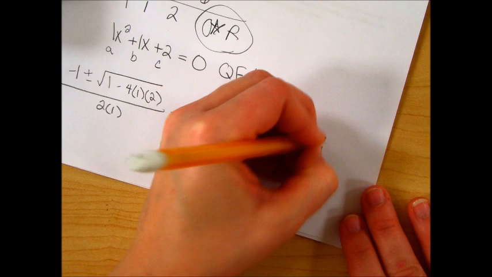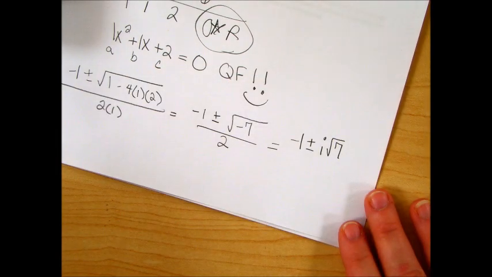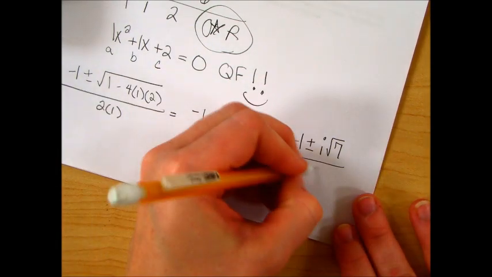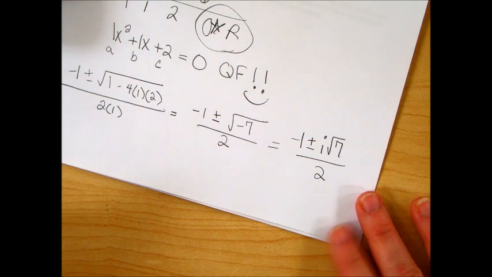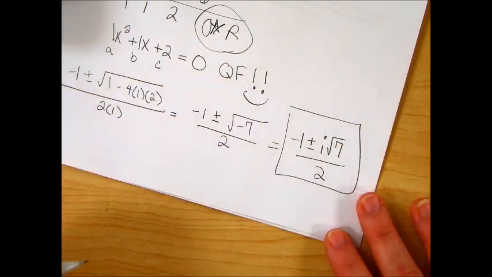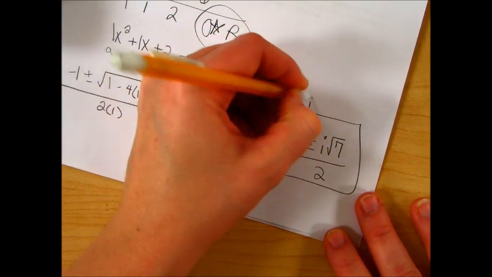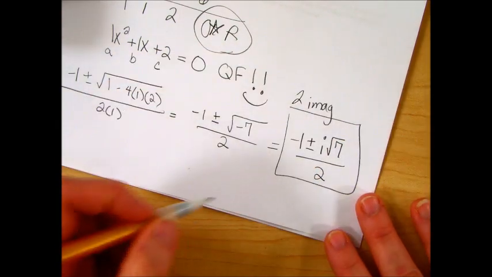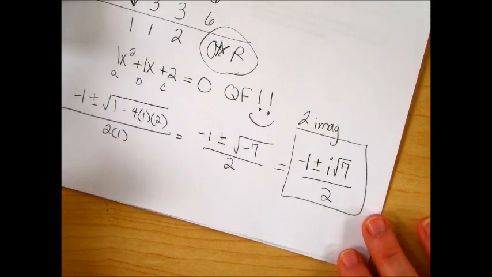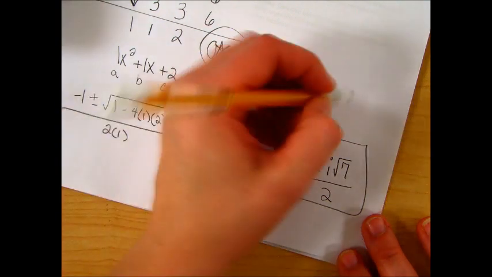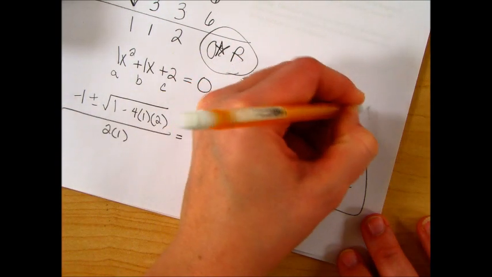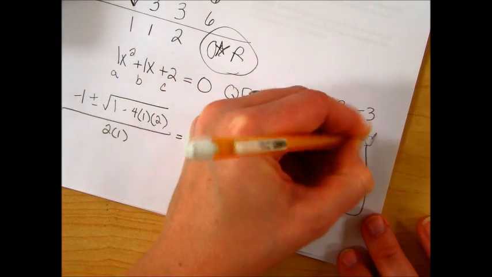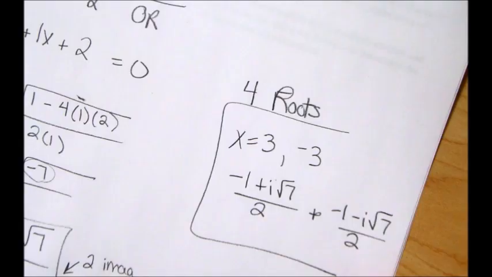Plus or minus i square root of 7, because a negative in a square root becomes an i on the outside. There's no reducing. There are technically 2 more answers here, so I'll write 2 imaginary answers. And altogether, we have 4 total. So we had 3, negative 3, and those ugly answers.